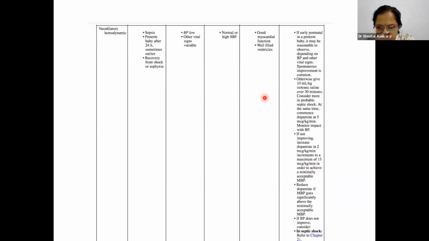And the aim is the minimal acceptable BP. If the BP does not improve on dopamine, then we can add on epinephrine. And later comes norepinephrine, and later comes vasopressin.